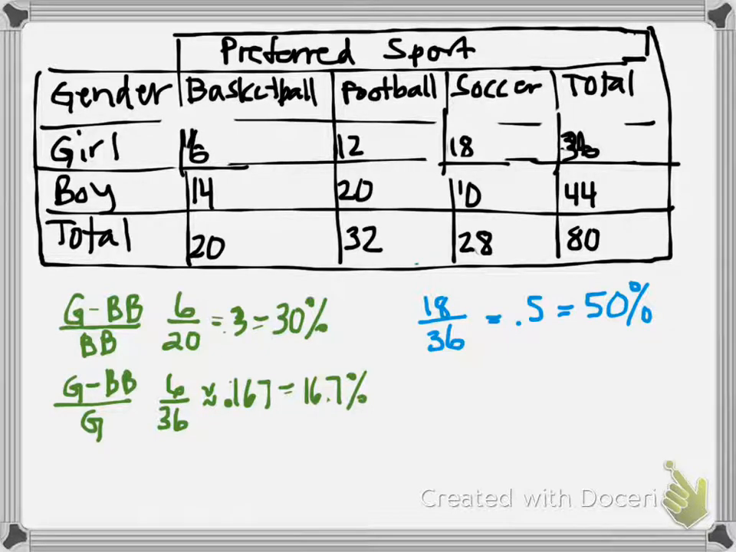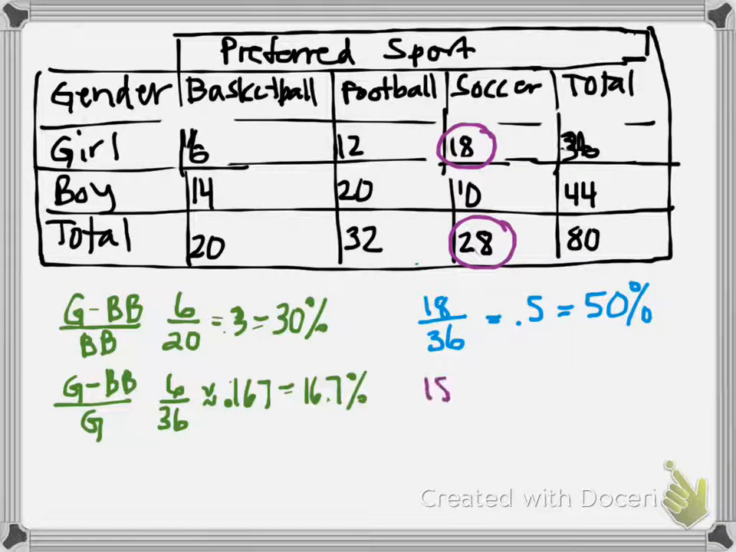Okay. So the next situation says, find the conditional relative frequency that a student surveyed is a girl, given that the student prefers soccer. So we're looking at girl with soccer, and we're comparing it to people who prefer soccer this time. So that would say choose these two values. We want a girl who likes soccer compared to people who like soccer.